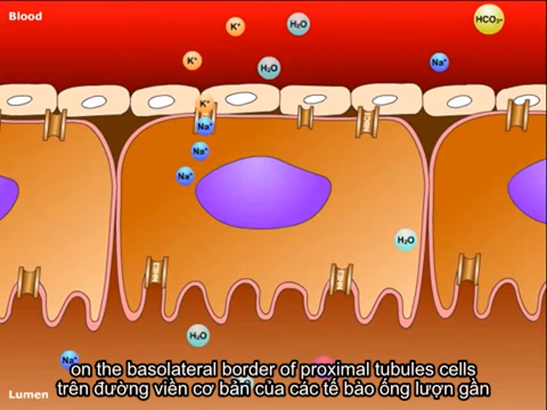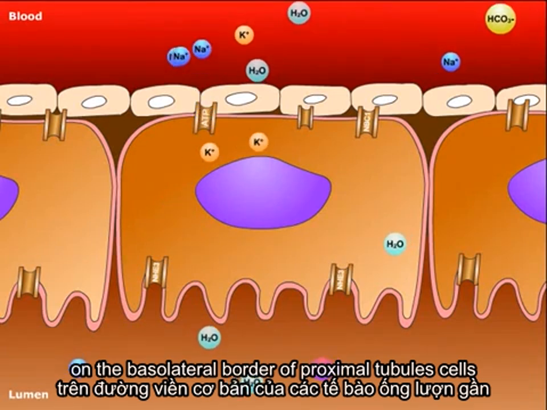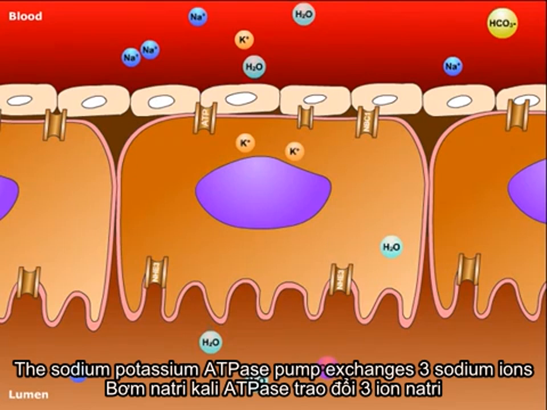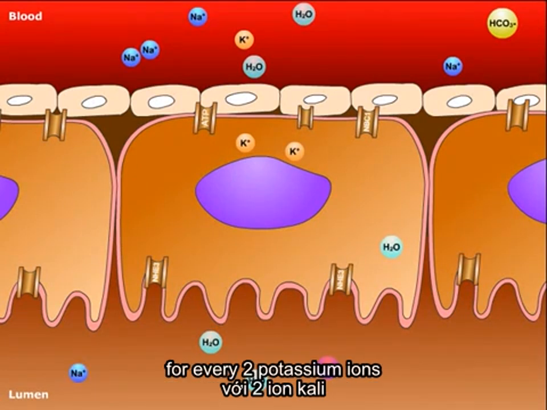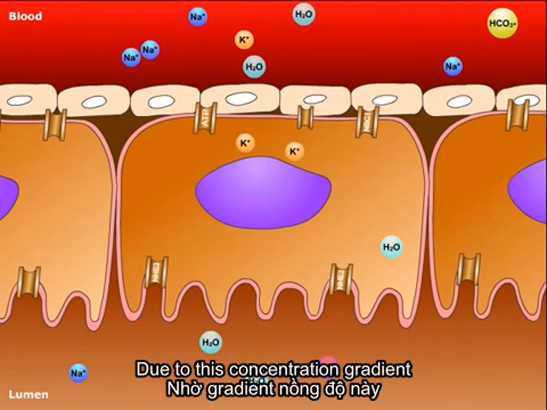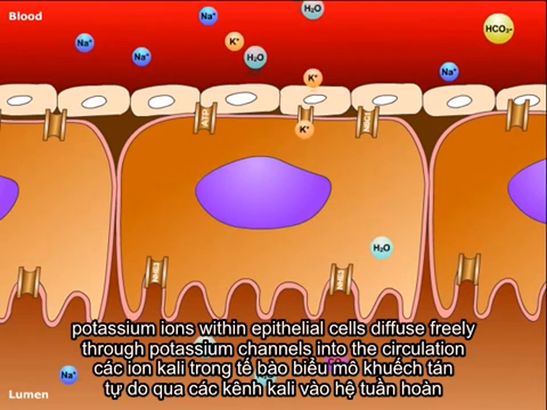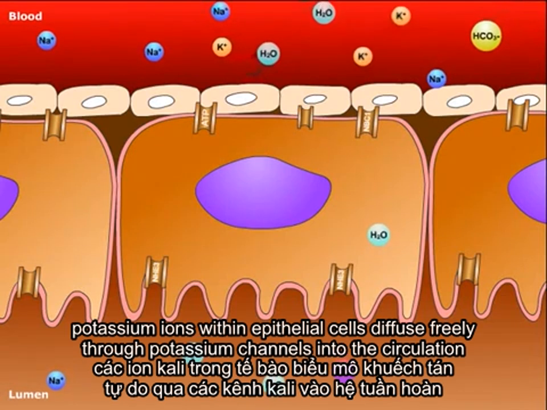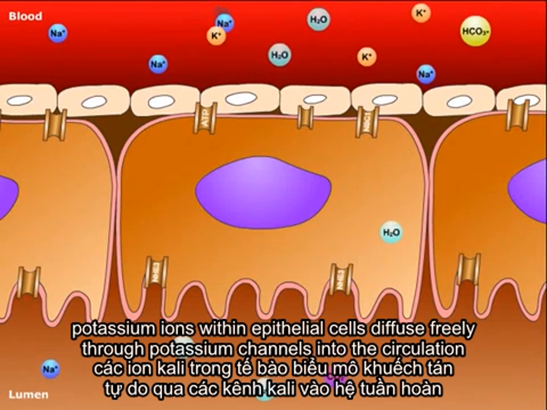On the basolateral border of proximal tubule cells, the sodium-potassium ATPase pump exchanges 3 sodium ions for every 2 potassium ions. This creates the sodium gradient that's used by the sodium proton antiporter. Due to this concentration gradient, potassium ions within epithelial cells diffuse freely through potassium channels into the circulation.